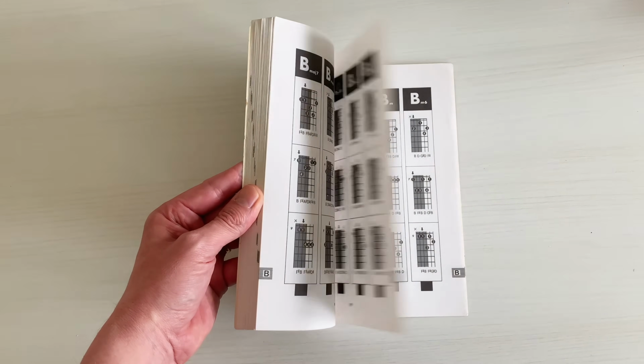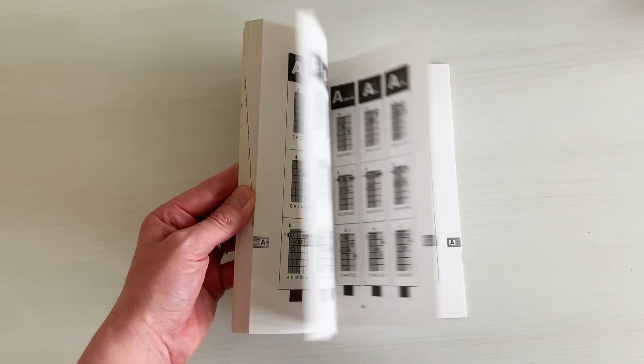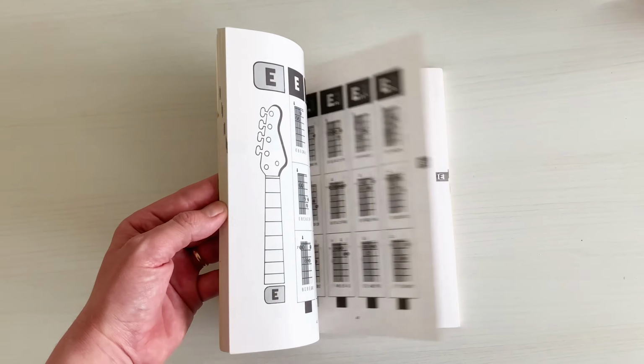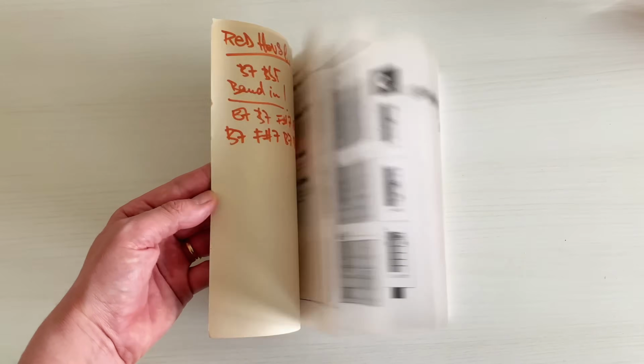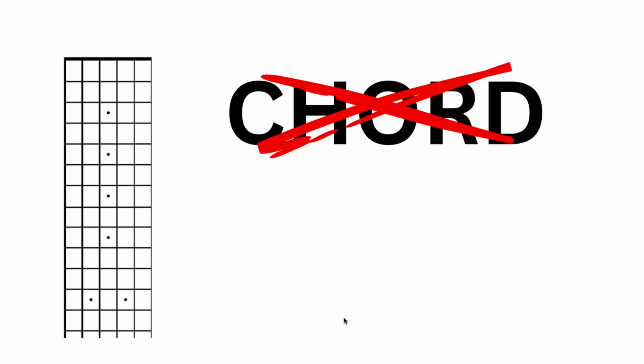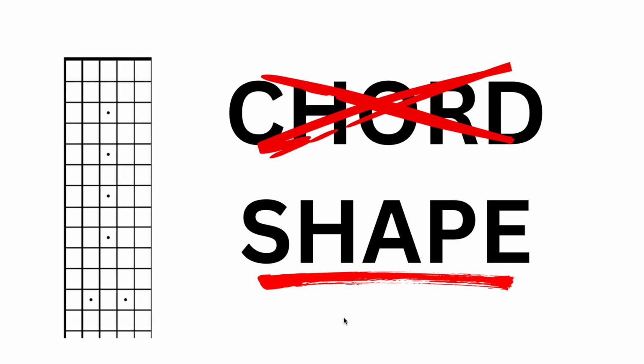There are so many chords you gotta remember. There's literally thousands of chords you gotta remember and that you gotta place on your fretboard. But I'm gonna challenge you and tell you there's only 5 chords. But here's the twist. Instead of the word chord, we're gonna use the word shape. So let me give you an example.